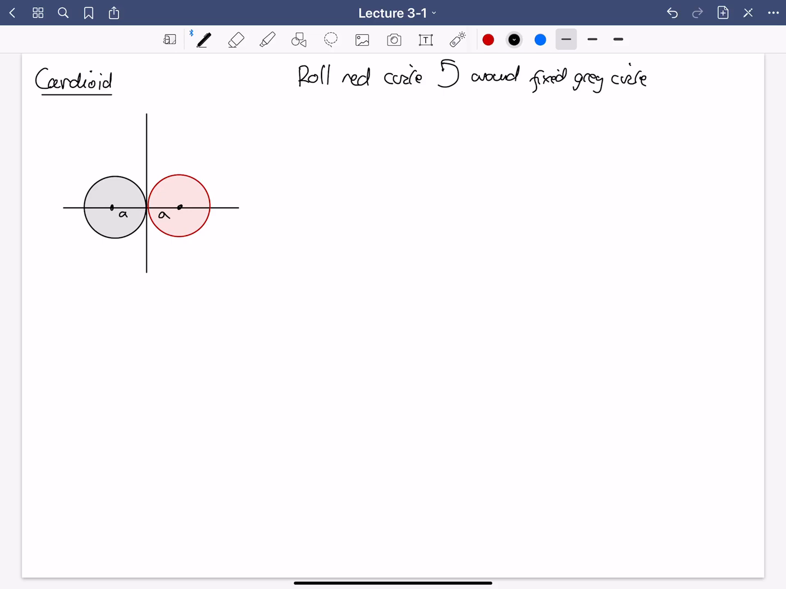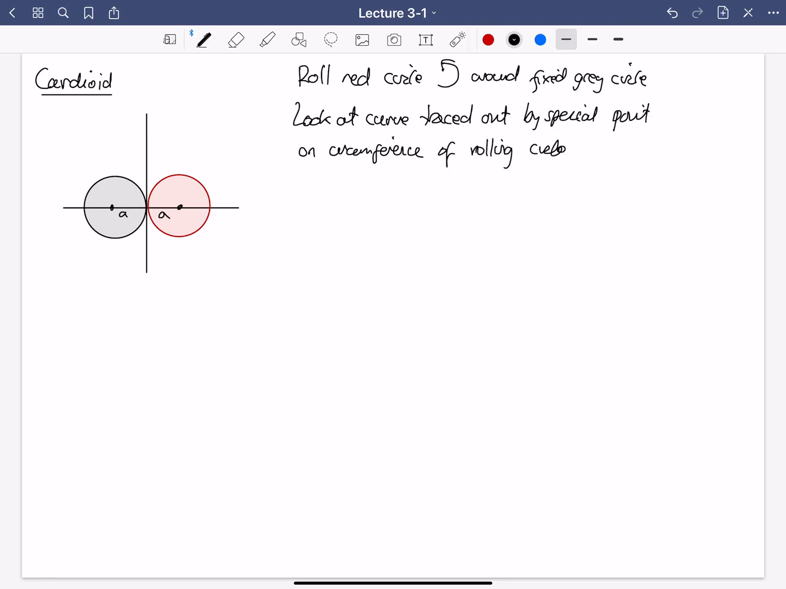And then the cardioid is going to be the curve that's traced out by some special point on the circumference of that rolling circle. Okay, so this red circle is rolling around the grey one. There's no slipping going on at the interface. They're kind of meshed together. So let's say that special point is at the origin initially, that x.